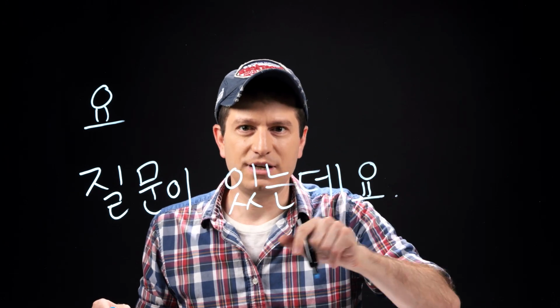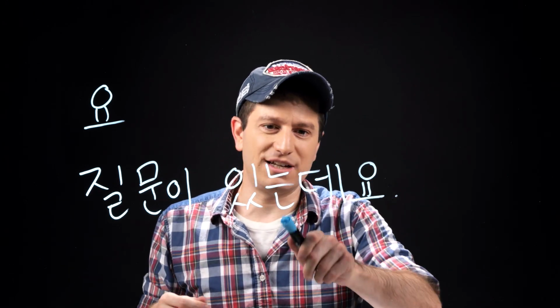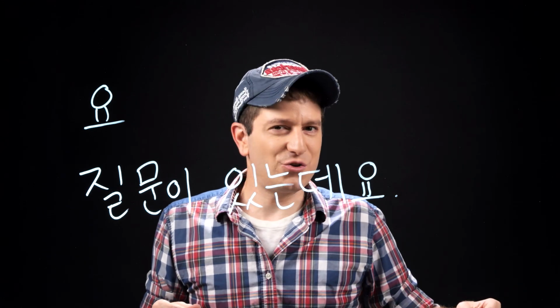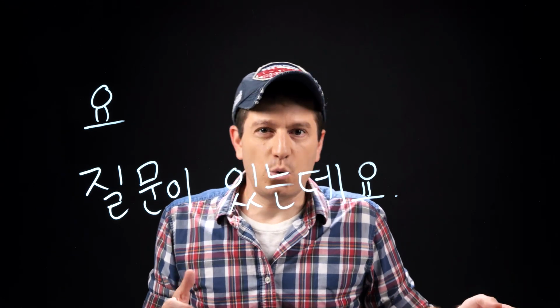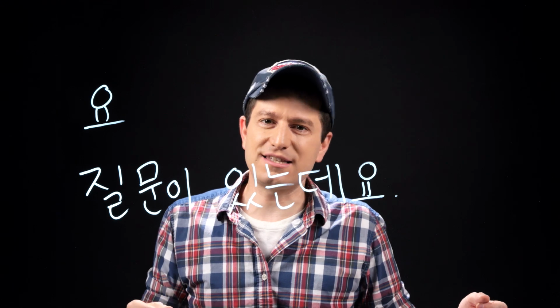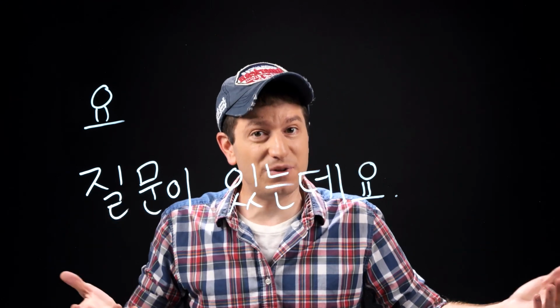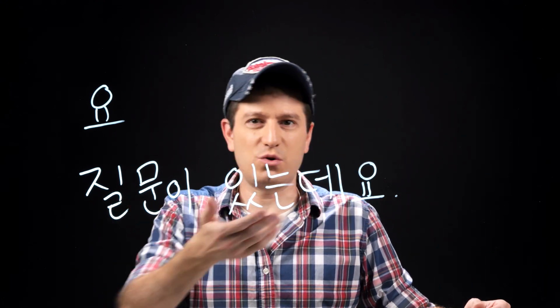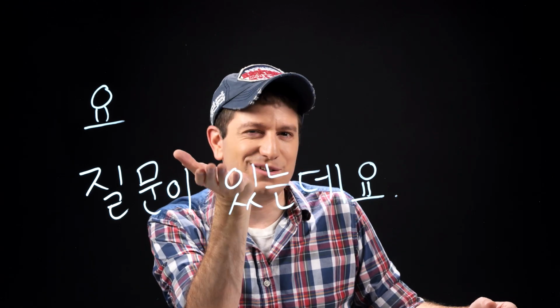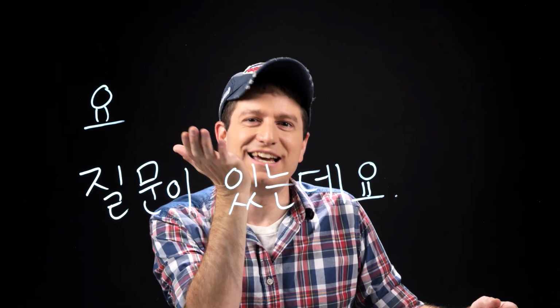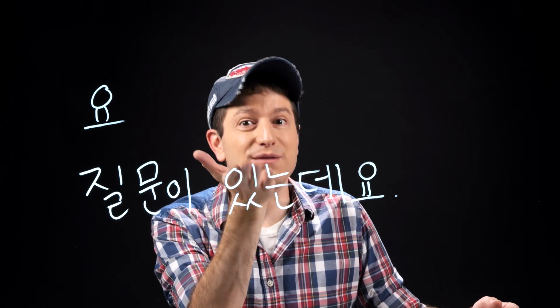질문이 있는데요. So I have a question. 대요. You don't need to translate this as and or but, because in this situation, it's simply being used to start explaining something. 질문, a question. So I have a question. You're starting to explain something and you're letting the listener know that more is to come.